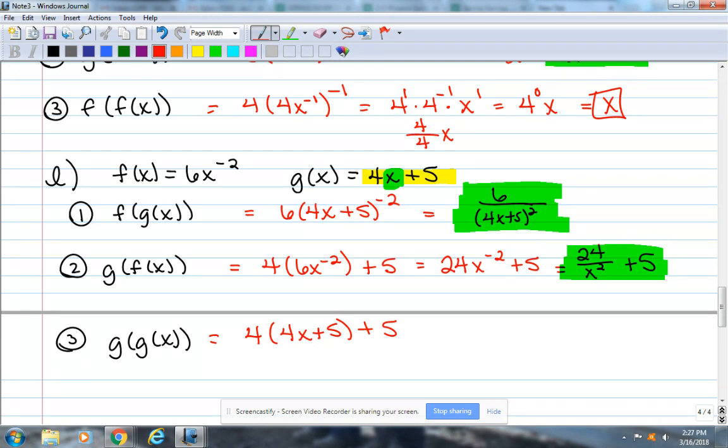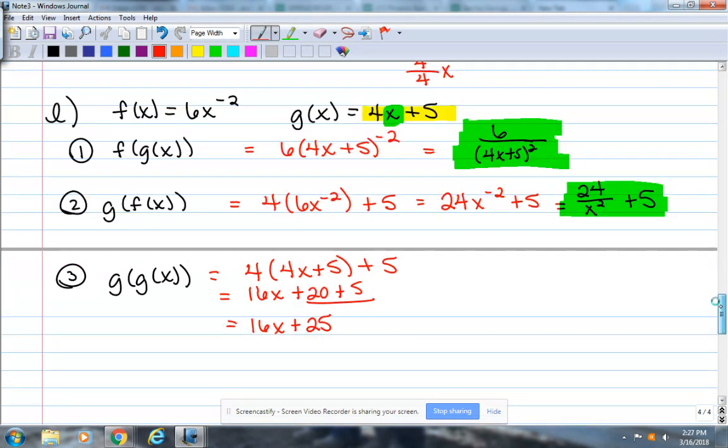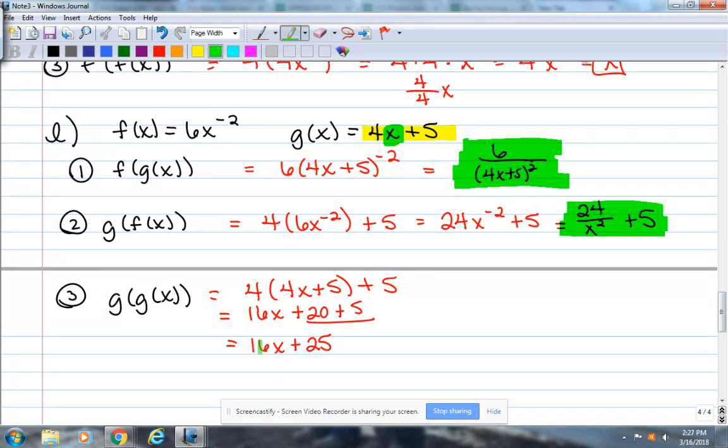What do I have to do with that 4? It's just distributing, right? So 4 times 4x is 16x. 4 times 5 is 20. And then I have plus 5. So those are like terms. My answer is 16x plus 25. That's it. I ain't gonna lie, it can be confusing.